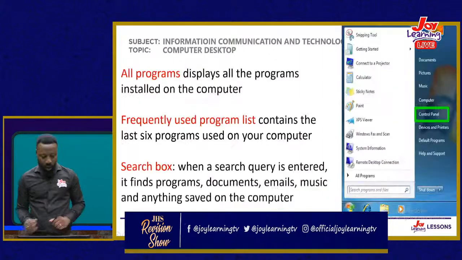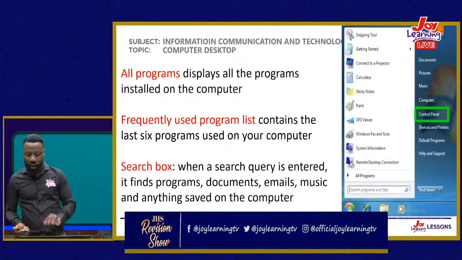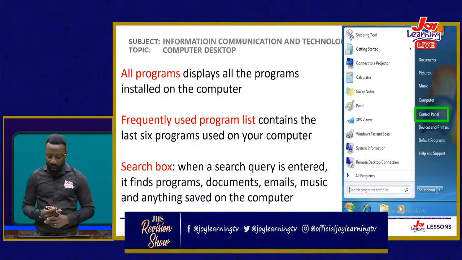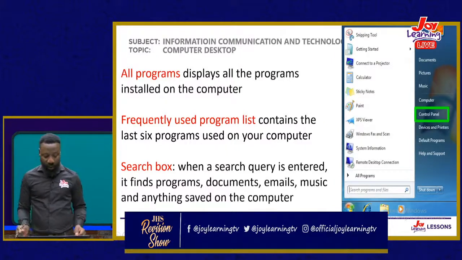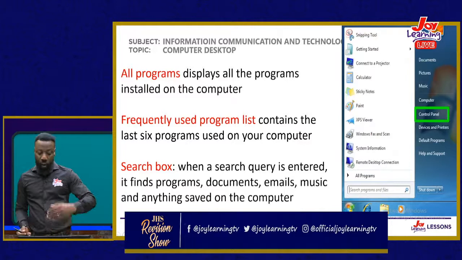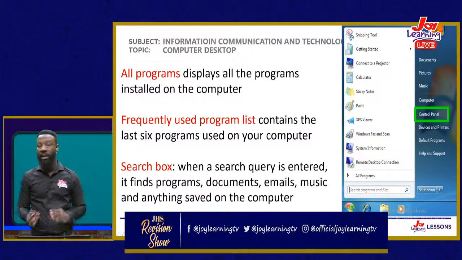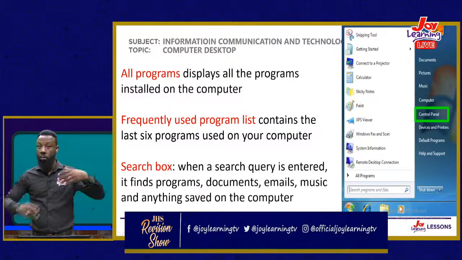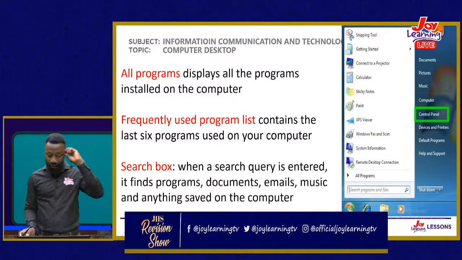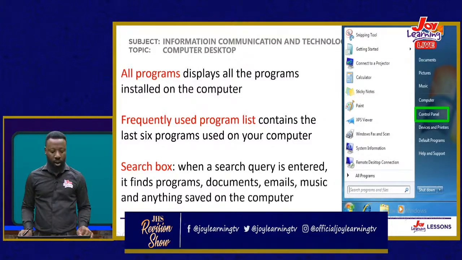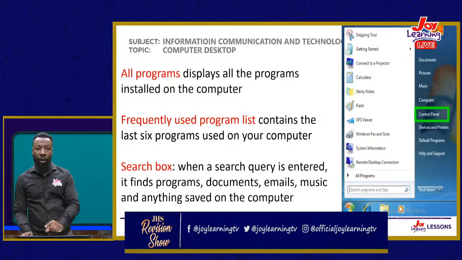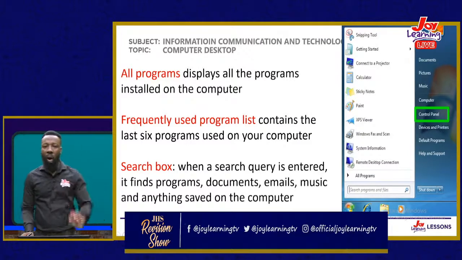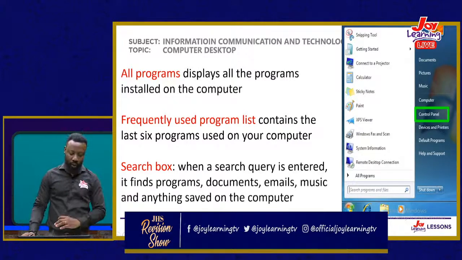Then let's go to Windows 7. This is for Windows 7. Now with Windows 7, you find that it's quite different. It's similar, but quite different. The difference is that in Windows 7, we have a lot more on the left side, which are not only programs that you have been opening, but programs which have been placed there for quick launch. So I'll start with all programs. All programs displays all the programs installed on the computer.